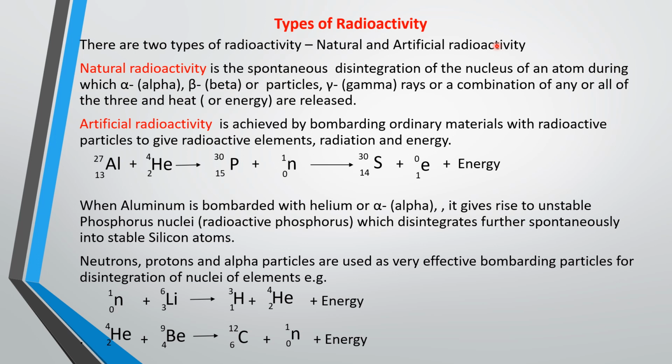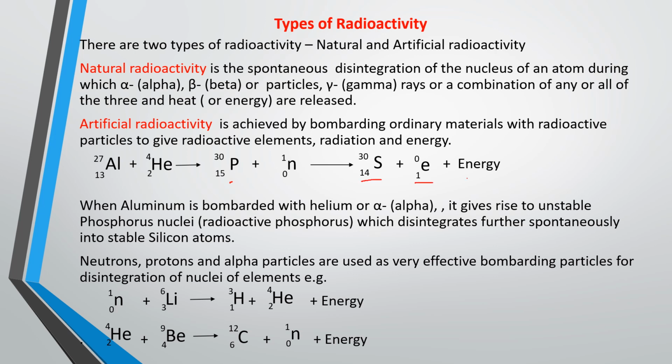Then artificial radioactivity is achieved by bombarding an ordinary material with a radioactive particle to give radioactive elements, radiation, and energy. A typical example is this: aluminium is non-radioactive, but when it is bombarded with helium, which is an alpha particle, it produces radioactive phosphorus, and then when this radioactive phosphorus is bombarded with a neutron, it will give you stable silicon, and an electron is released plus energy.